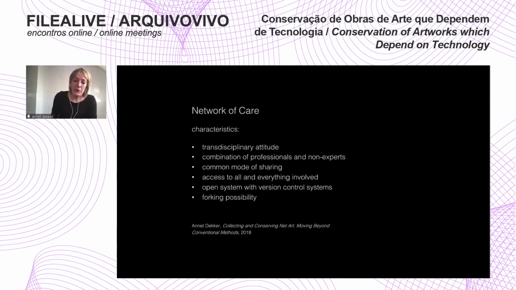And from a pragmatic point of view, the characteristics of such a network are there is a transdisciplinary attitude, there is a combination of professionals and non-experts. It enables the creation and administration of a project, that the transmission of information is held by a common mode of sharing. Everyone in the group has access to all the documents and archives. Ideally, this would be an open system or a dynamic set of tools that is used and cared for, where people can edit, add, manage information, but also track the changes that are made. Such a system can also be monitored by the network.